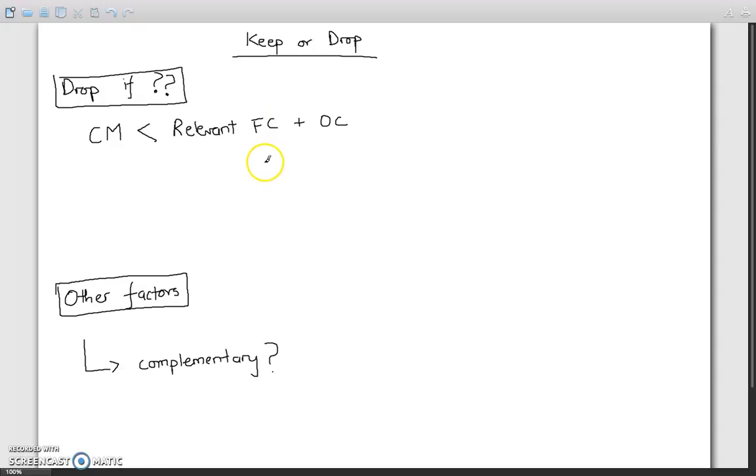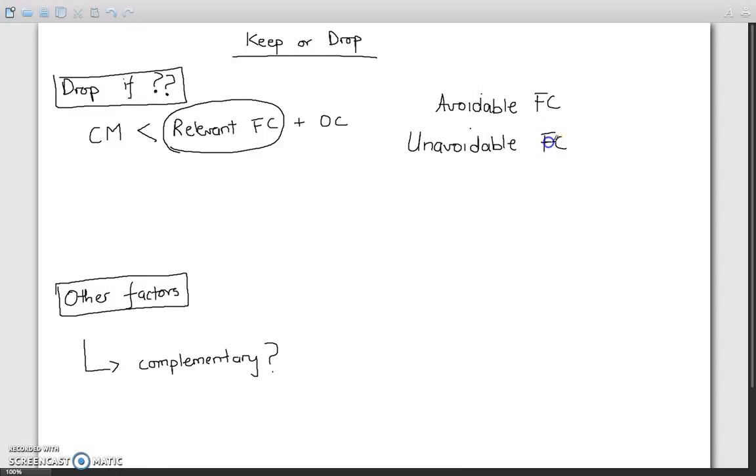So a product or a department that is unable to even cover its fixed costs is totally useless and should be closed immediately. When it comes to relevant fixed costs, guys, I'm going to go into more detail now. There are actually two types of fixed costs: avoidable fixed costs, and the annoying, unavoidable fixed costs. Relevant fixed costs are always avoidable fixed costs.